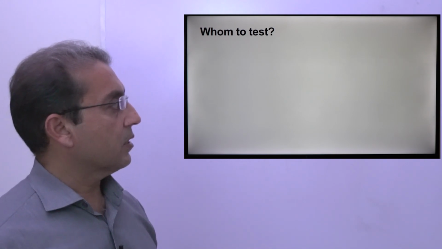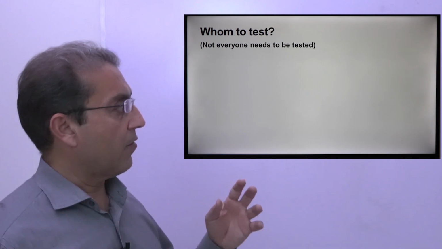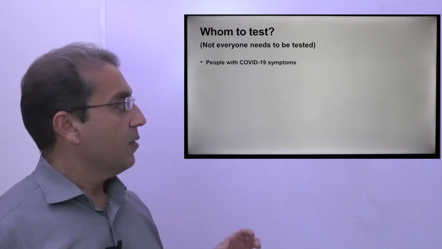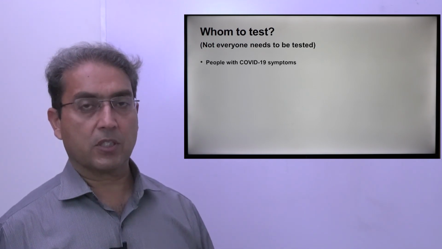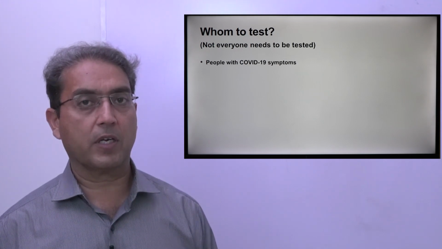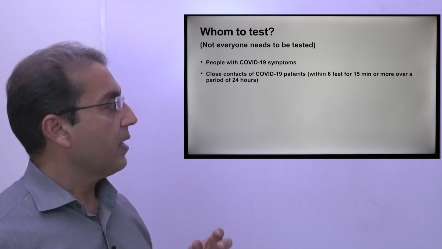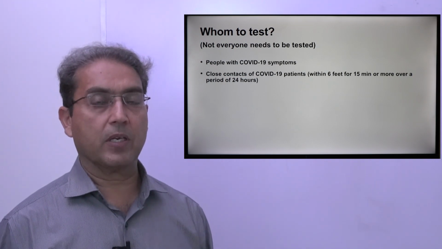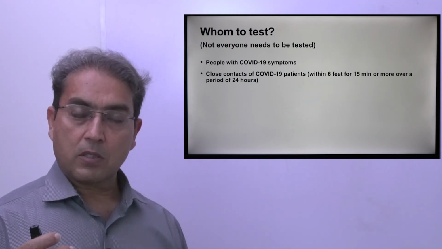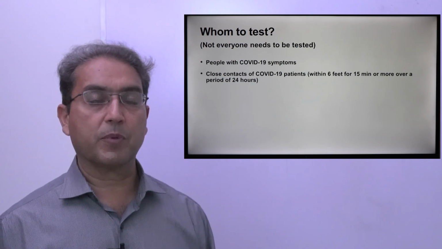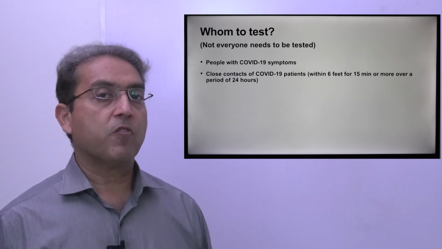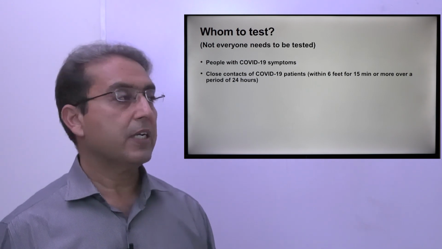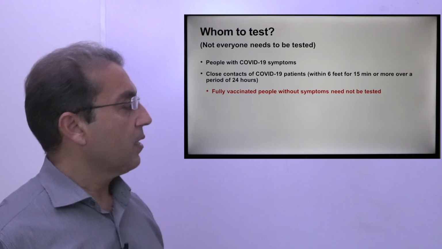Then which patients to test? Not everyone needs to be tested, so we see which patients we should actually be testing. Patients who have got COVID-19 symptoms, it's clear. Those who have got clinical features of COVID-19 should be tested and confirmed. Close contacts of COVID-19 patients, that is patients who have been within 6 feet of a suspected or confirmed case of COVID-19 for 15 minutes or more in a period of 24 hours, need to be tested for the presence of COVID infection.